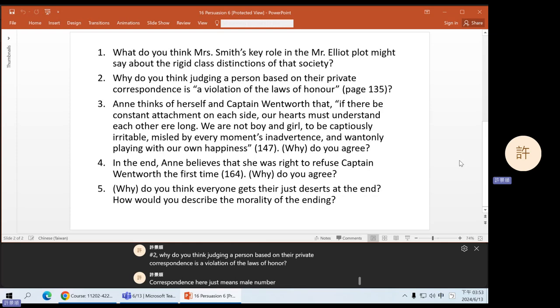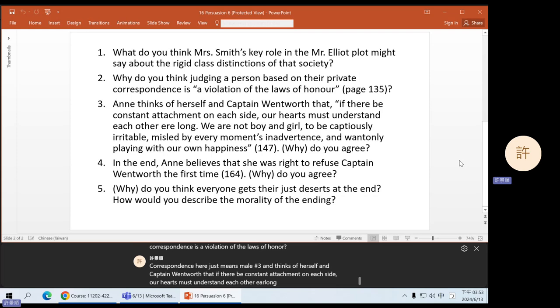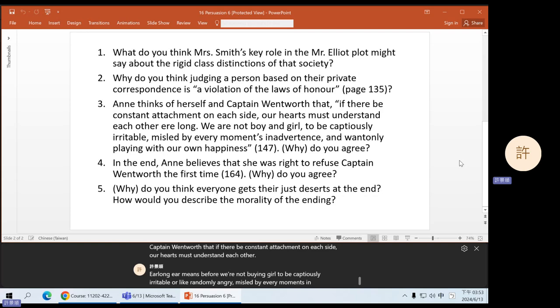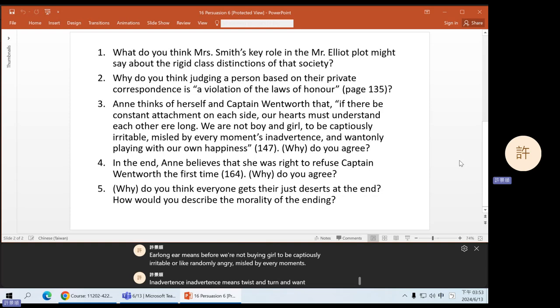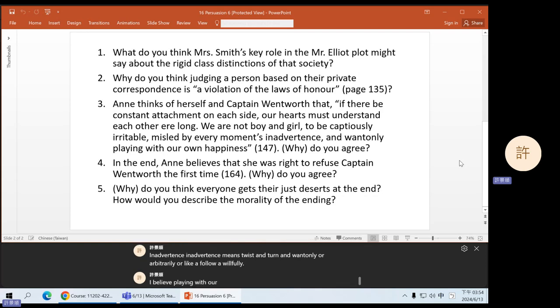Number three, Anne thinks of herself and Captain Wentworth that if there be constant attachment on each side, our hearts must understand each other ere long. Ere means before. We're not boy and girl to be captiously irritable, or like randomly angry, misled by every moment's inadvertence. Inadvertence means twist and turn. And wantonly or arbitrarily, or like willfully, I believe, playing with our own happiness. Do you agree? Why or why not?